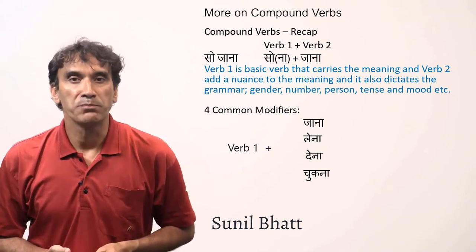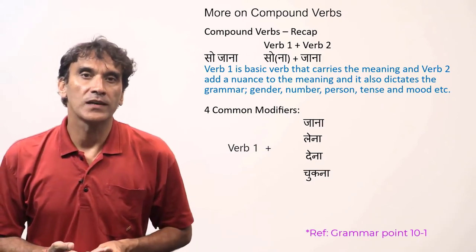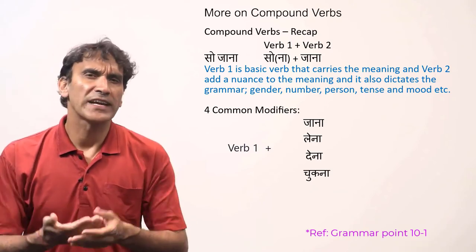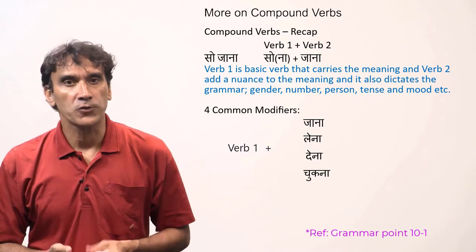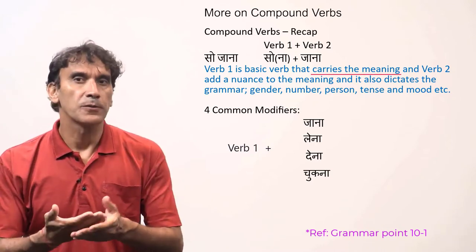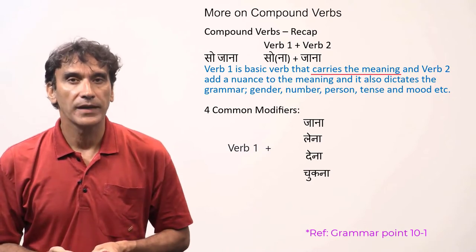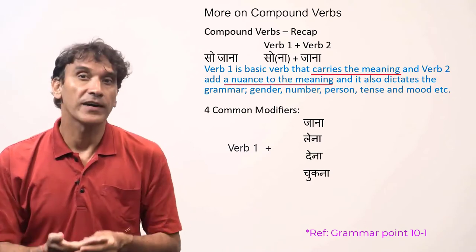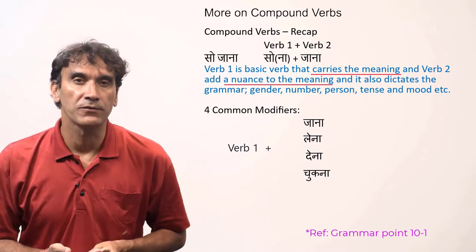The next grammar point is more on compound verbs. In the grammar point 10.1, we learned compound verbs. Here's a quick recap of the compound verbs. The compound verbs are the combination of two verbs. The first verb takes the root of the verb and carries the main meaning of the compound verb. And the second verb, the modifier or the modifying verb, adds some nuances to the meaning of the main verb.